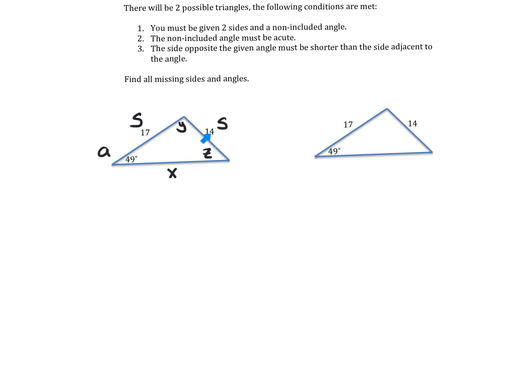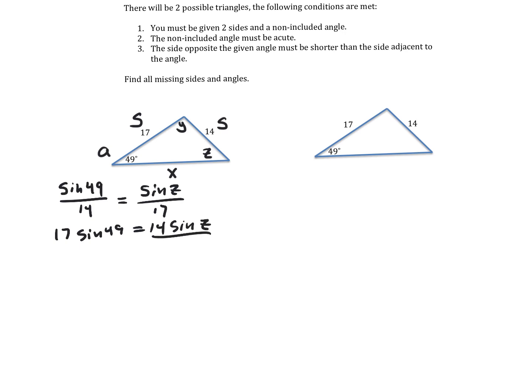So the sine of 49 over 14 equals the sine of Z over 17. If we write it out, it'll look something like this. The sine of 49 over 14 is equal to the sine of Z over 17. When you cross multiply, you'll end up with 17 times the sine of 49 equals 14 times the sine of Z. Divide by 14, and you get the sine of Z is equal to that.